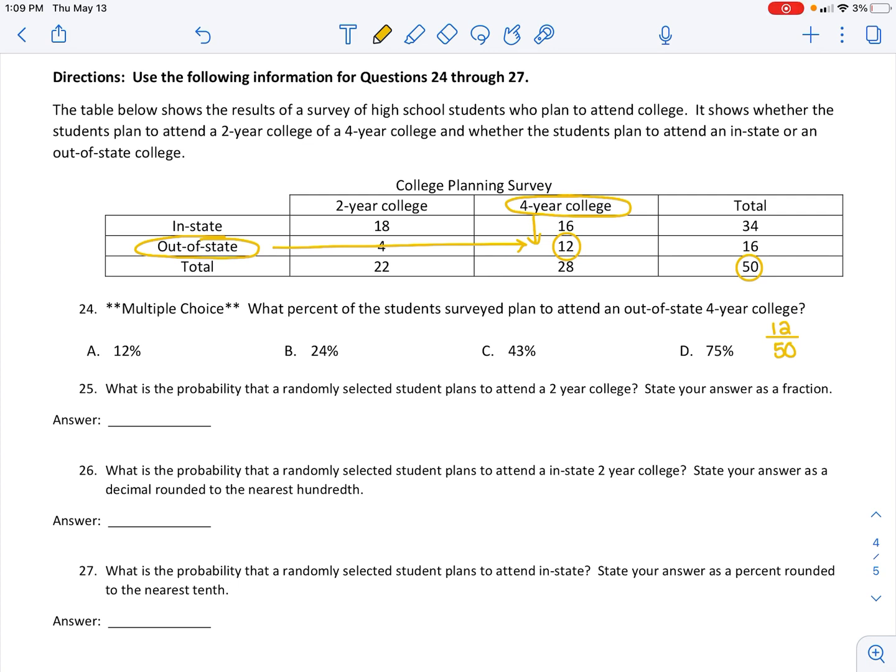Now, since it wants it as a percent, we're going to go ahead and divide 12 by 50. And that gives me 0.24. And I'm going to move that decimal place twice to get 24%. So my answer here should be B.